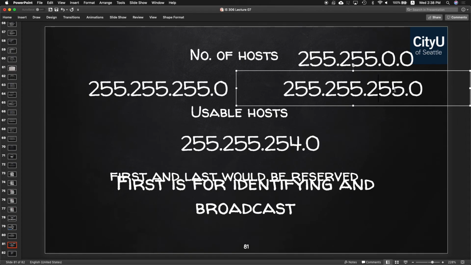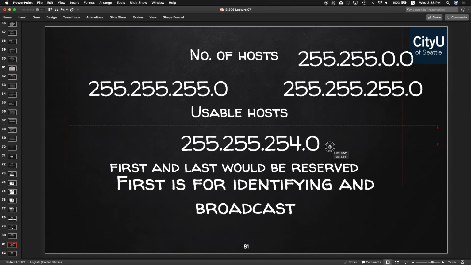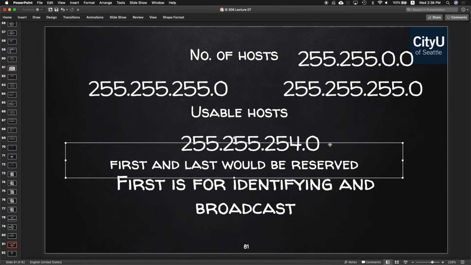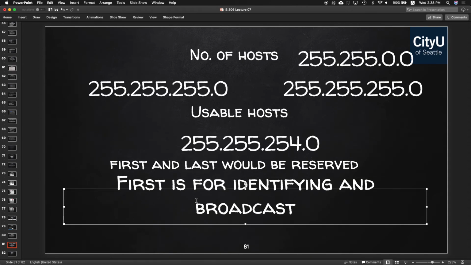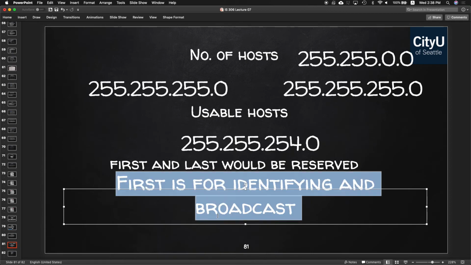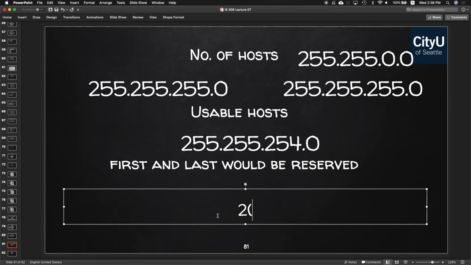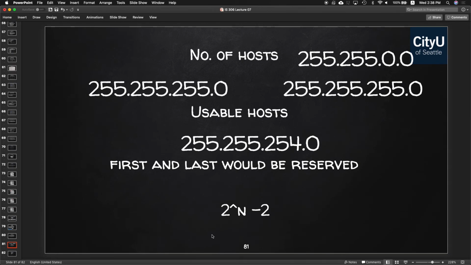The way we would know the number of hosts is basically this formula. The formula is 2 raised to n minus 2. Why minus 2? Because again, first and last would be reserved.